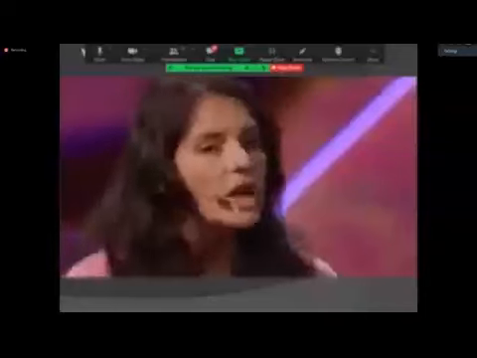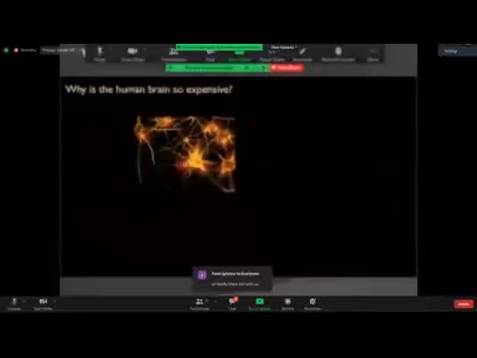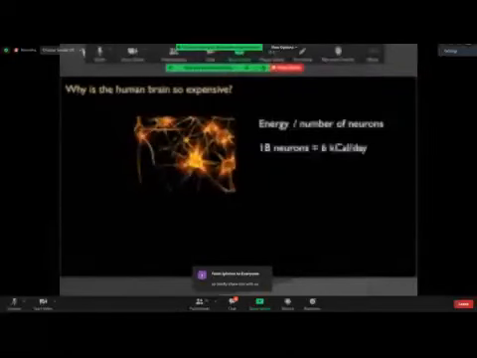Why does it cost so much energy then? Well, other people have figured out how much energy the human brain and that of other species costs, and now that we knew how many neurons each brain was made of, we could do the math.